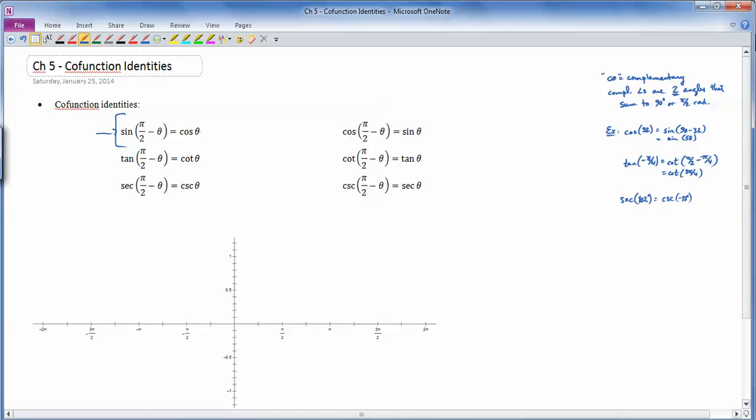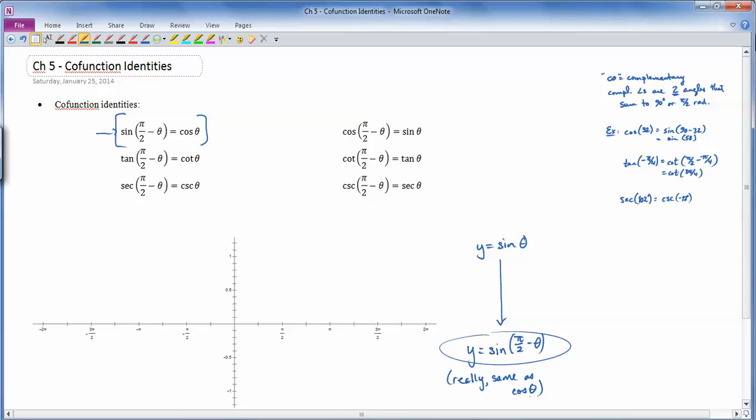So what I want to do is start with sine of pi over 2 minus theta equals cos theta and prove that. Now we already know what the sine graph looks like. So I'm going to start with y equals sine theta, and I want to turn that into y equals sine of pi over 2 minus theta. So I want to show that this bottom one is really the same as cos theta.